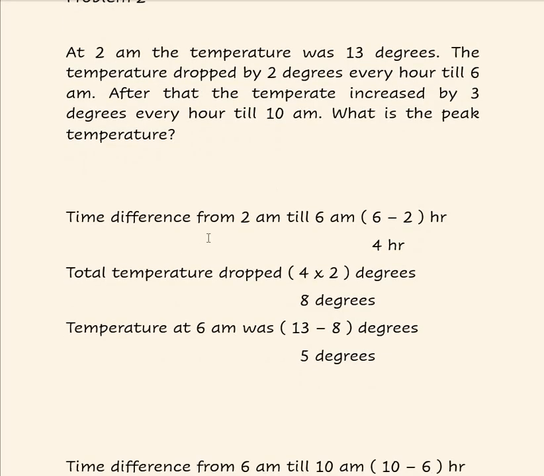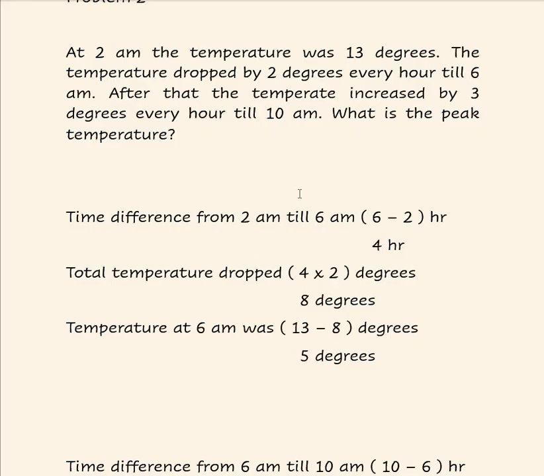So the time difference from 2 a.m. till 6 a.m. is 6 minus 2, or 4 hours. So the total temperature dropped is 4 times 2. Since every hour the temperature dropped by 2 degrees, in 4 hours the total temperature dropped is 4 times 2, or 8 degrees.